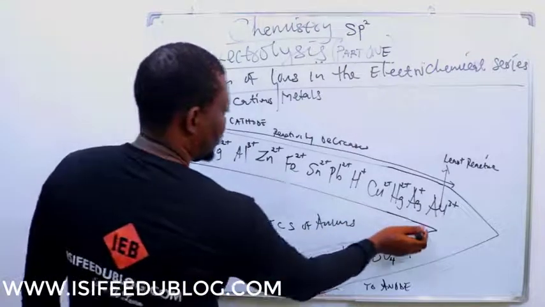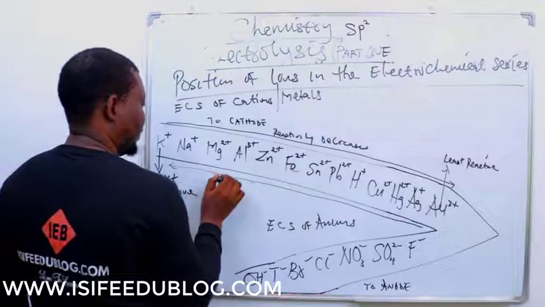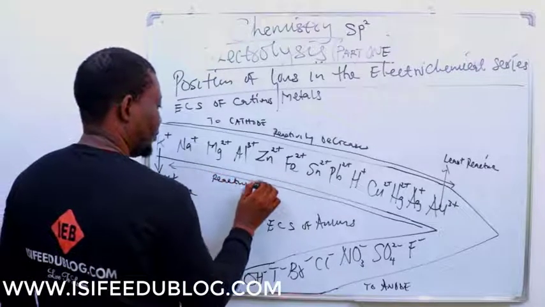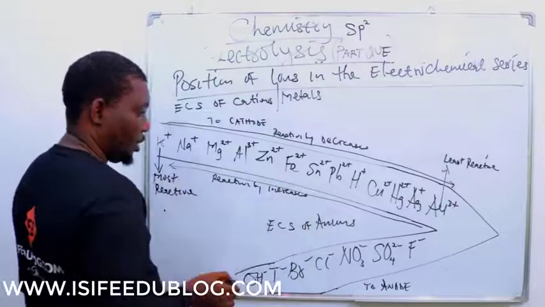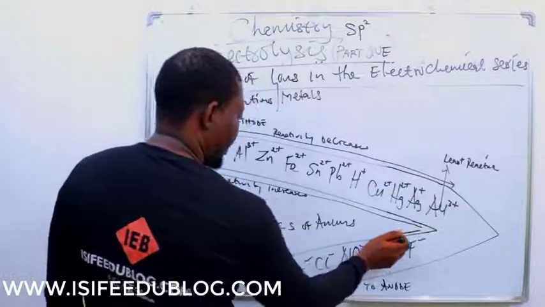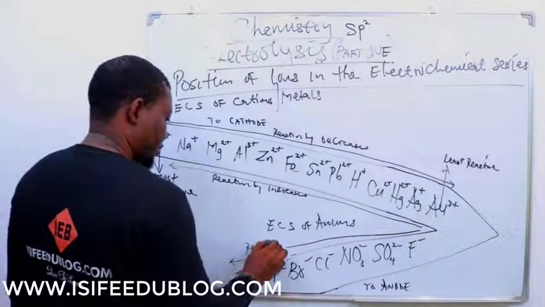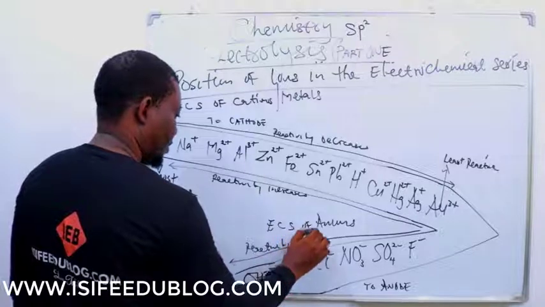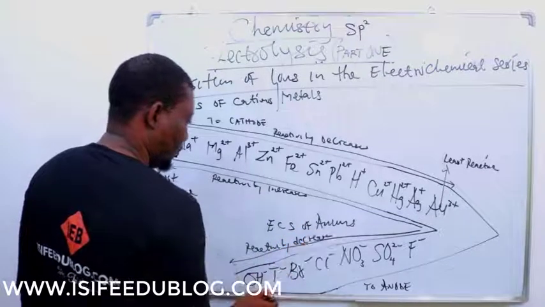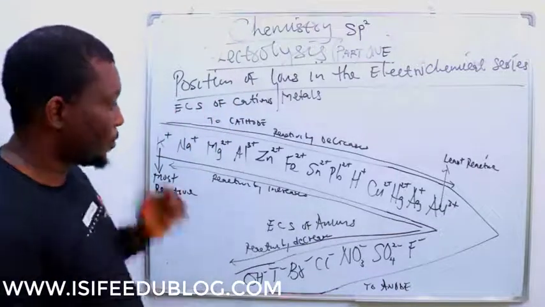Going from gold up, reactivity increases. Going from F down, reactivity decreases, but going from here up, reactivity increases.